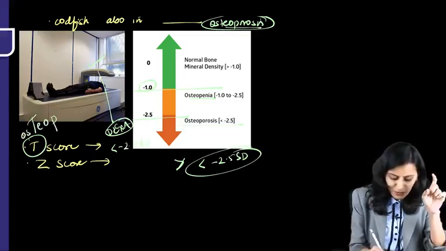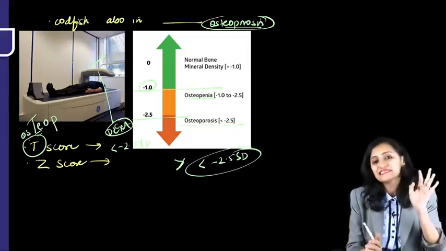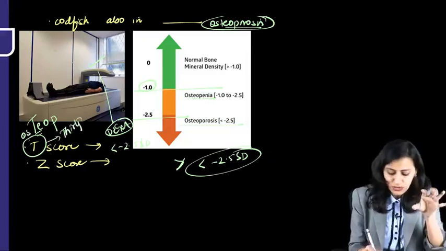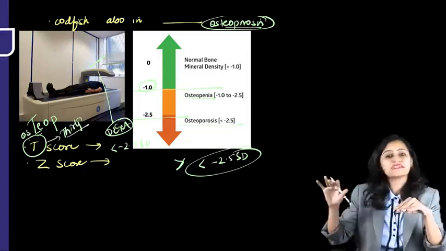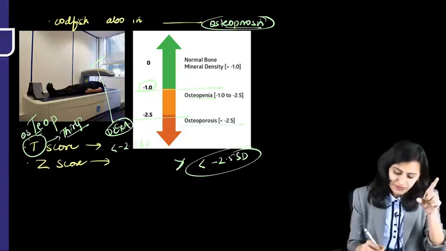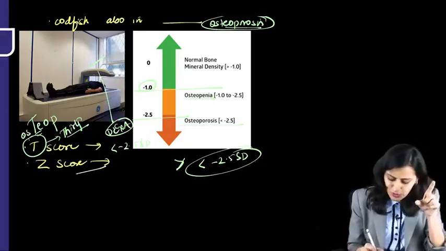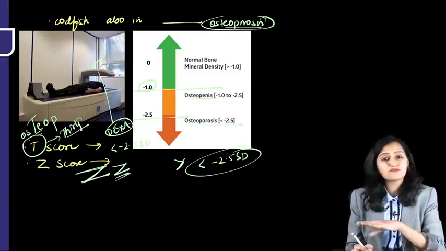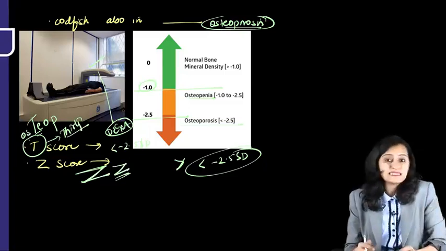Remember, osteoporosis has T in its spelling, so it is T score. And what is T score? So remember, T for 30-year-old. When you compare the bone mineral density to a young adult, it is T score. When you compare with the same age group, it becomes a Z. Z means if you compare with the equal age group, then it becomes the Z score.